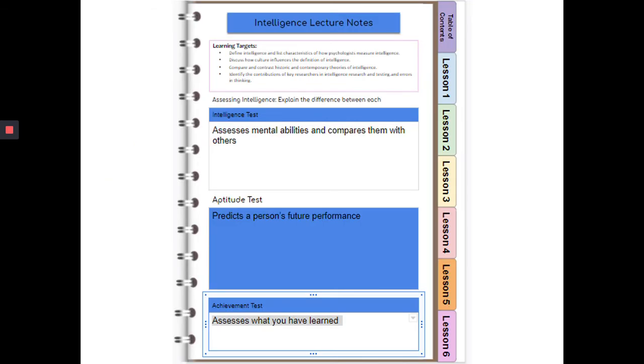All right, so this is the page in your interactive notebook. And basically it's wanting you to look at the different ways you can assess intelligence. So like I said, a basic intelligence test is going to assess your mental abilities and then compare your results with other people. Aptitude tests are basically looking at future performance based on your scores. And then achievement tests are going to look at what you've already learned.